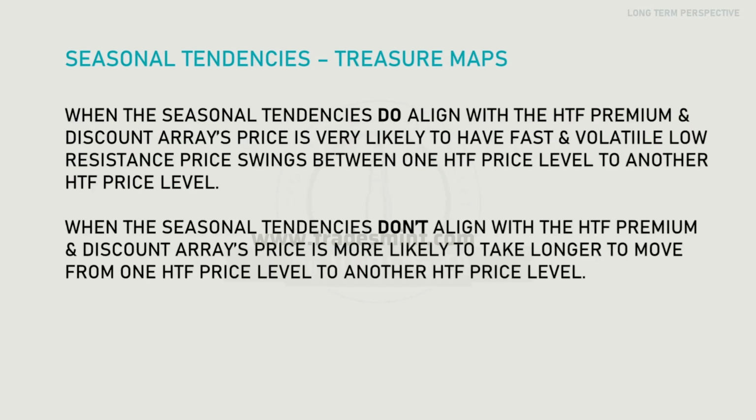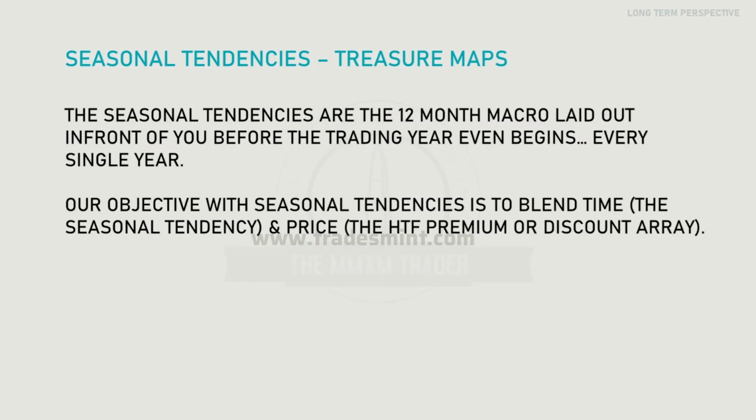When the seasonal tendencies do align with the higher time frame premium and discount arrays, price is very likely to have fast and volatile low resistance price swings between one higher time frame price level to another. When the seasonal tendency doesn't align with the higher time frame premium and discount arrays, price is more likely to take longer to move from one higher time frame price level to another. The seasonal tendencies are the 12-month macro laid out in front of you, and we'll show you a chart later how that looks before the trading year even begins, every single year.